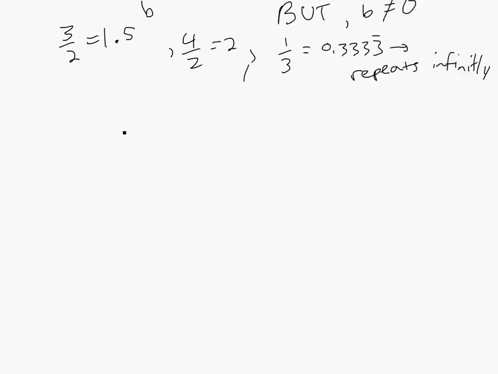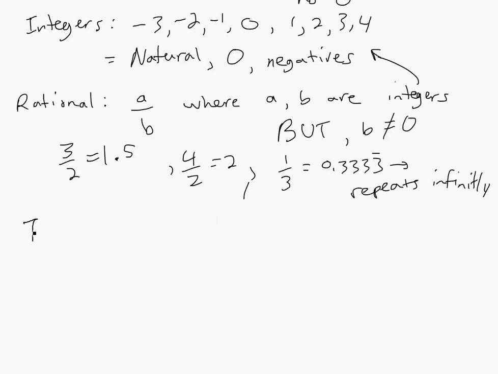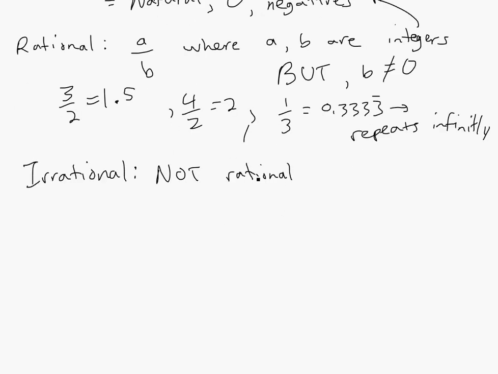Alright, now we're going to go to irrational. Irrational is basically defined exactly as what the word is. It's not rational. So what it means is you can't write it as a over b. So it can't be written as a fraction.